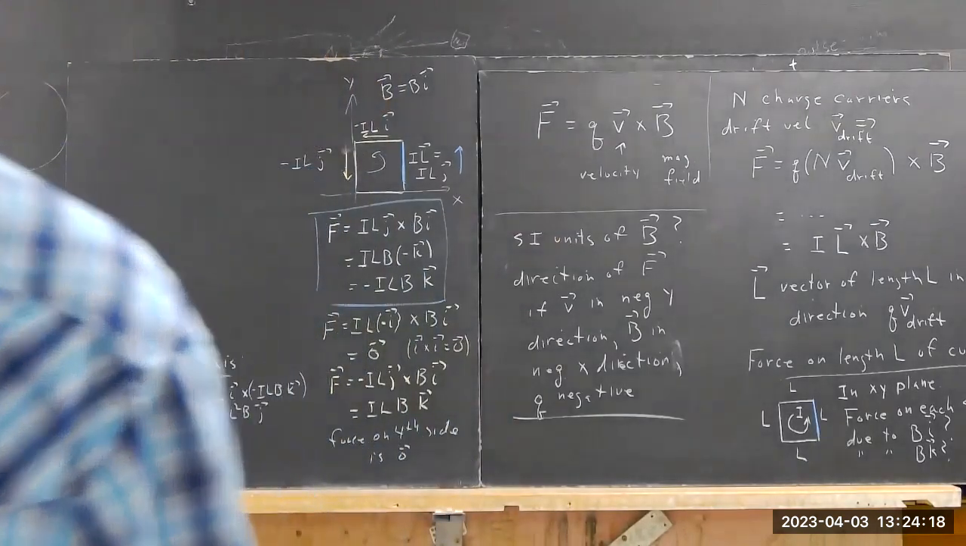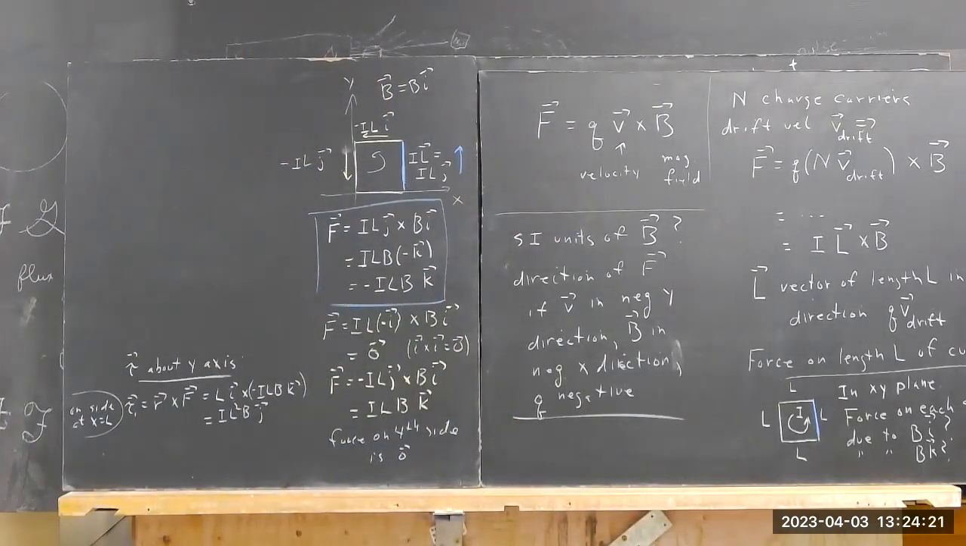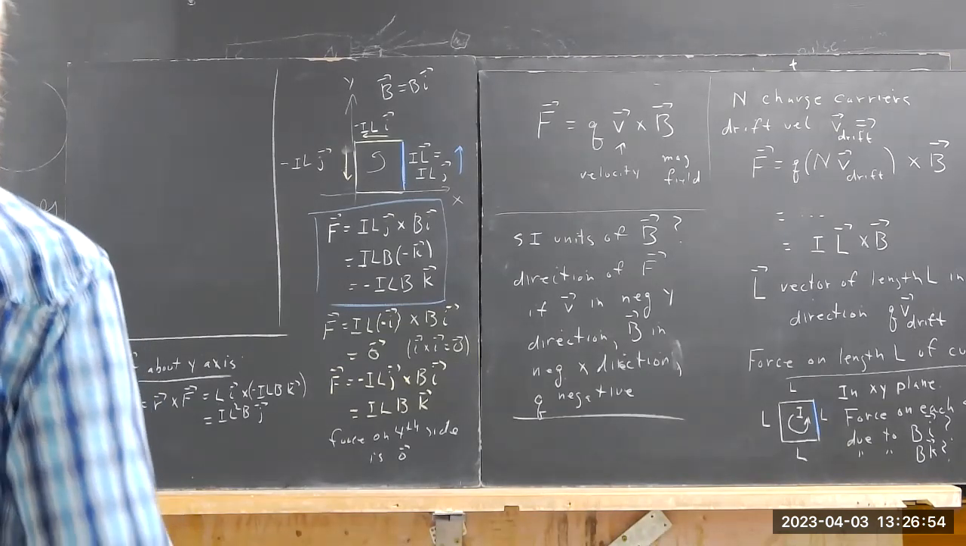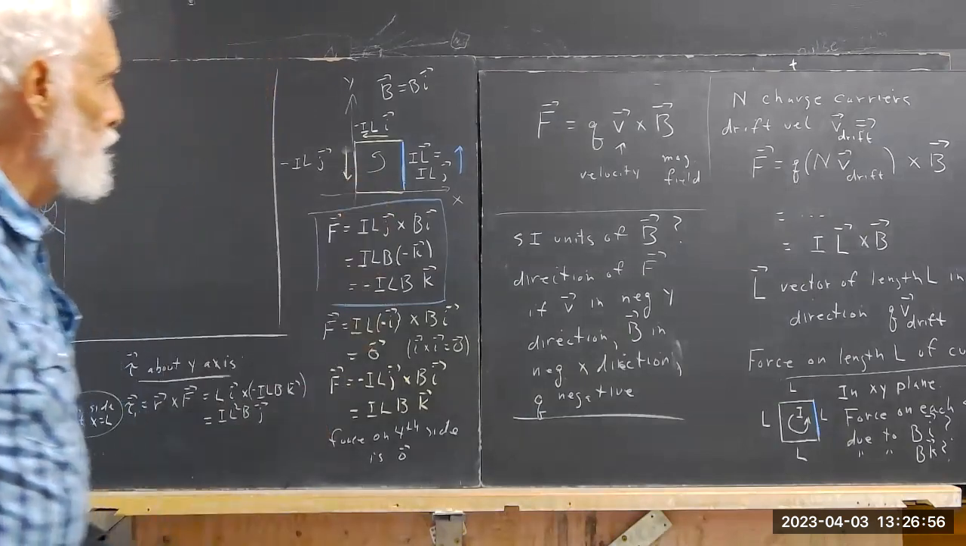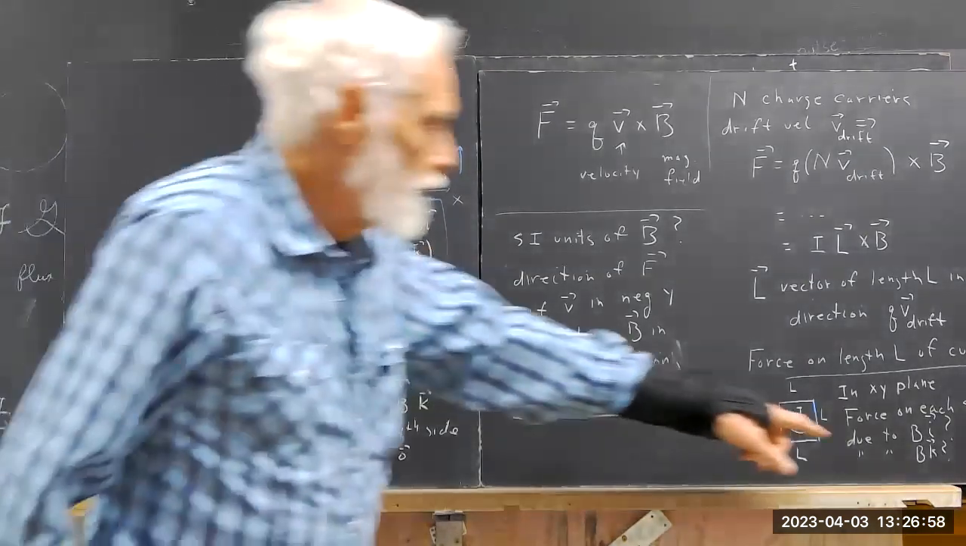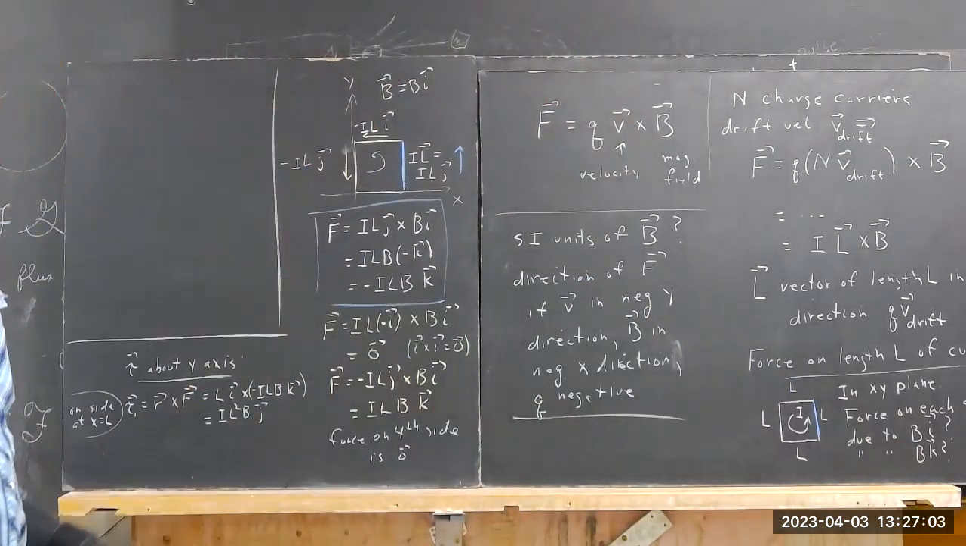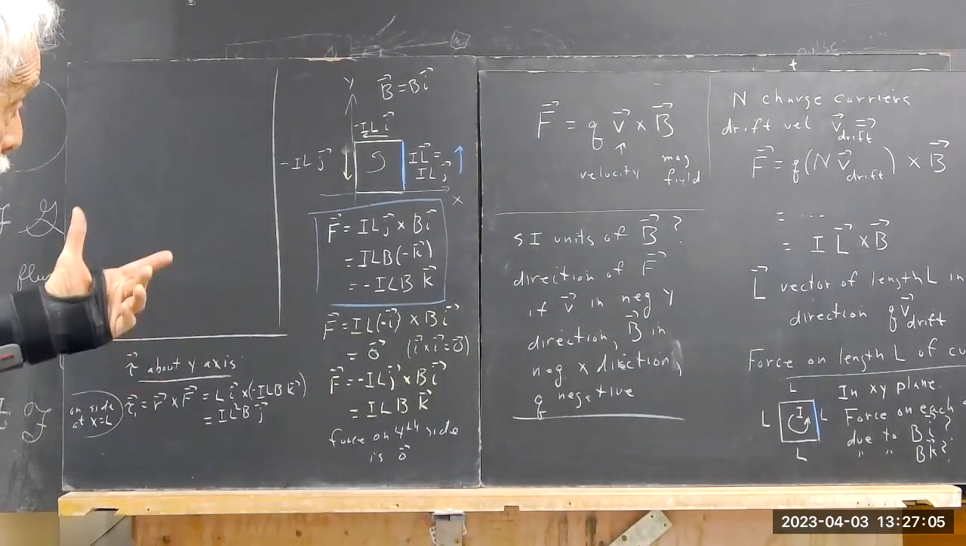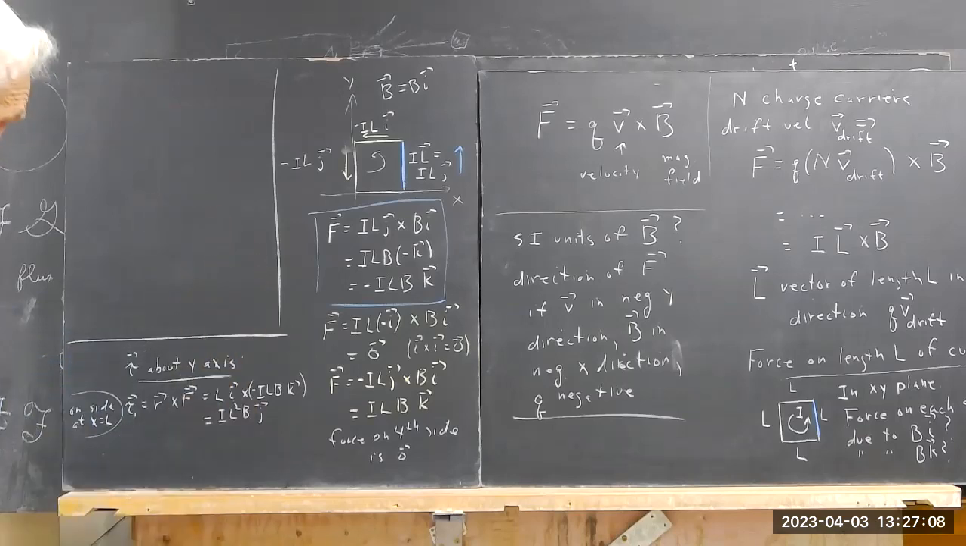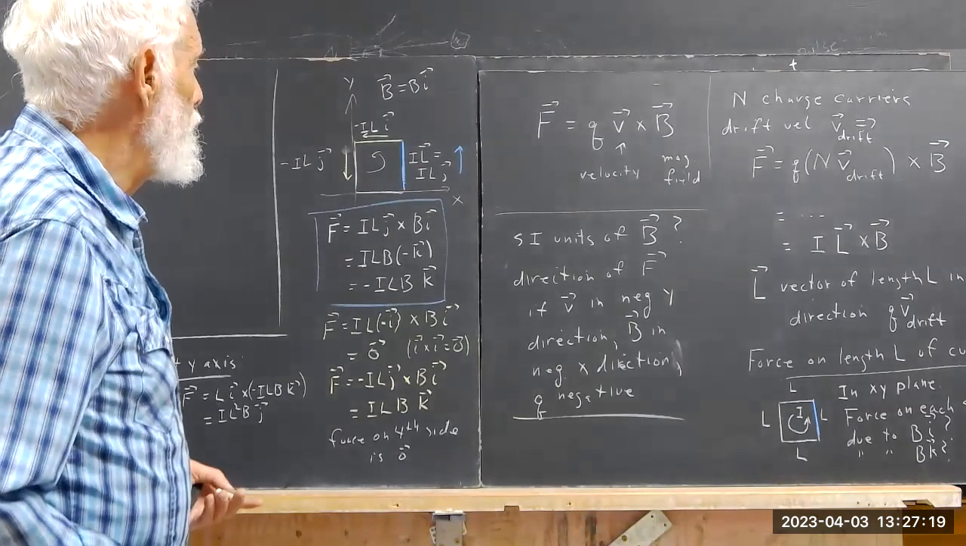Now, let me check something. Okay, there are insights to be gained here. You don't get a torque about any axis if you have the VK. Okay, work that out. Use your right hand. Figure out what the forces are on the four sides.